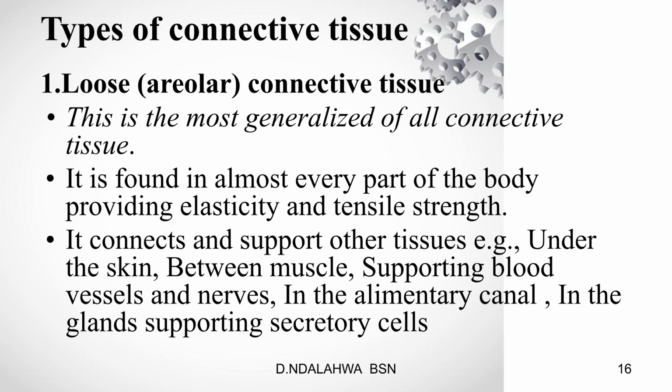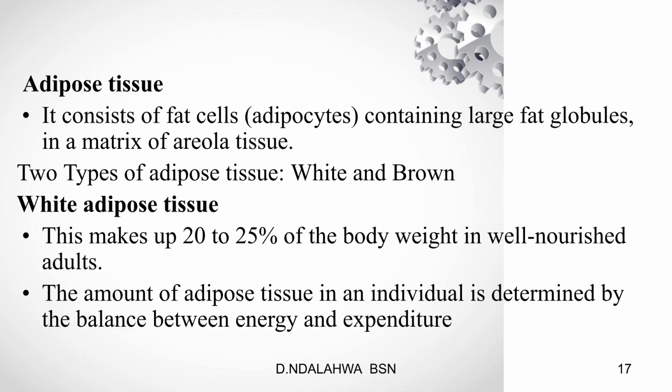The first type of connective tissue is loose or areolar connective tissue, the most generalized type. It provides elasticity and tensile strength and connects and supports other tissues, found under the skin, between muscles, and supporting vessels and nerves. Adipose tissue consists of fat cells, or adipocytes, containing large fat globules in an areolar tissue matrix.